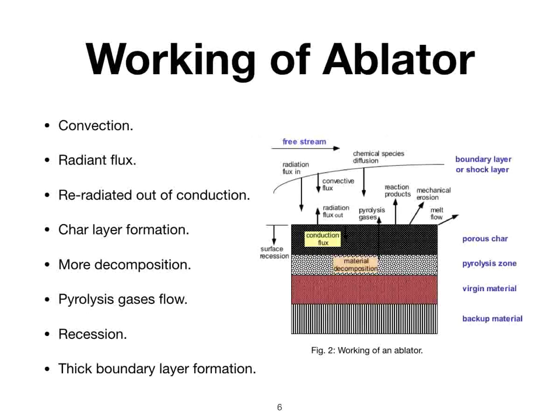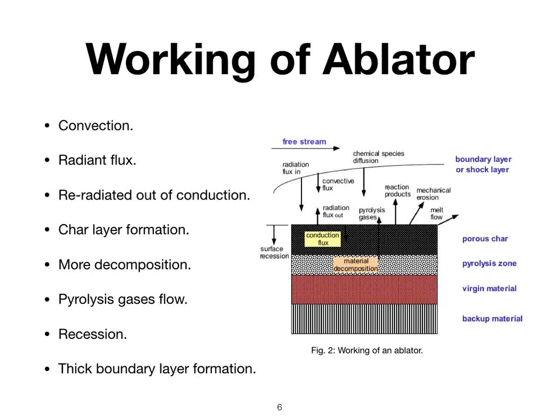Working of an ablator. Working of an ablator is illustrated in the second figure, shown on the screen. Hot gases in the boundary layer convectively heat the surface. Next, radiant flux from the shock layer heats the surface. Then, heat is either re-radiated out or conducted into the surface.